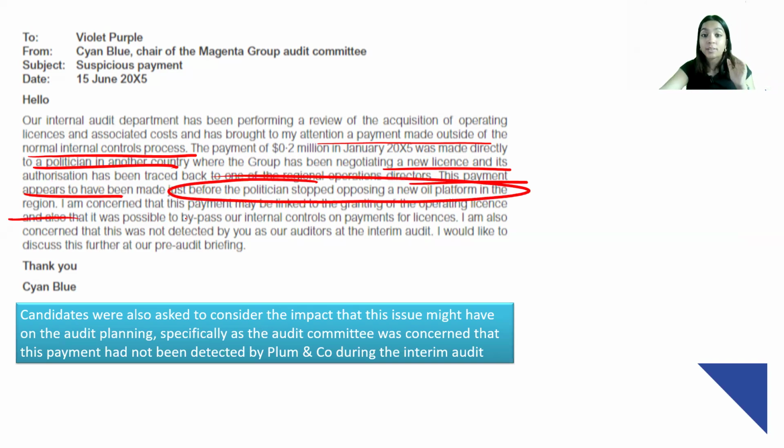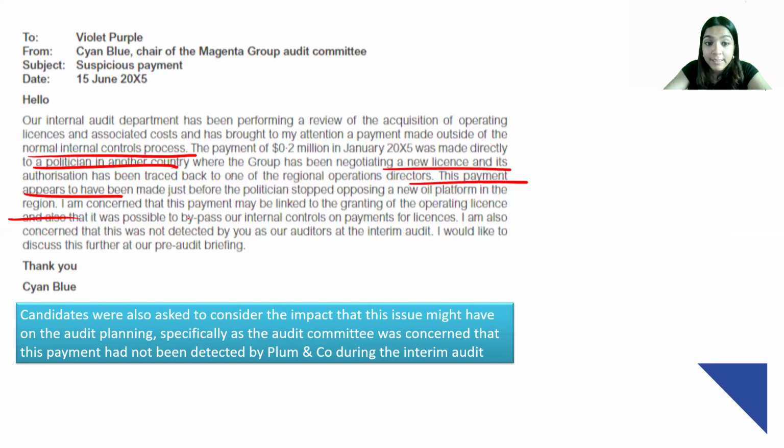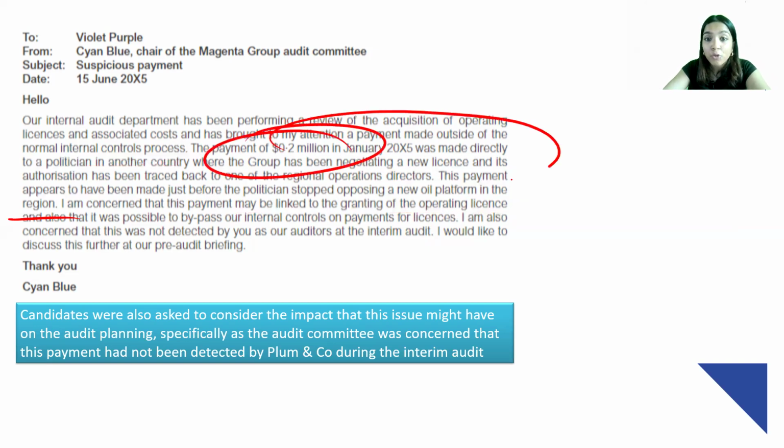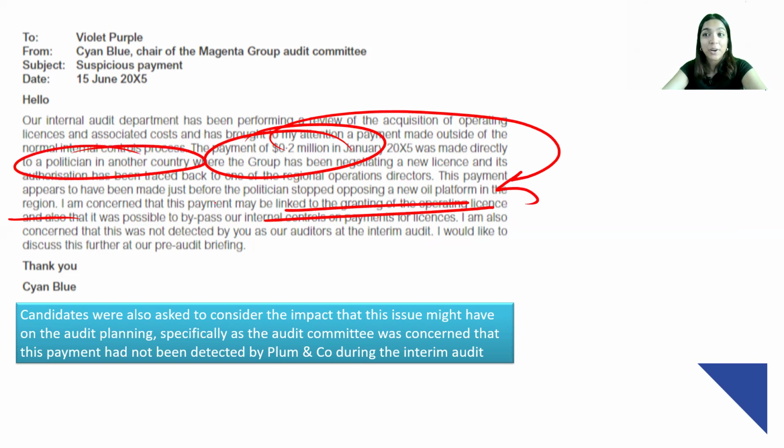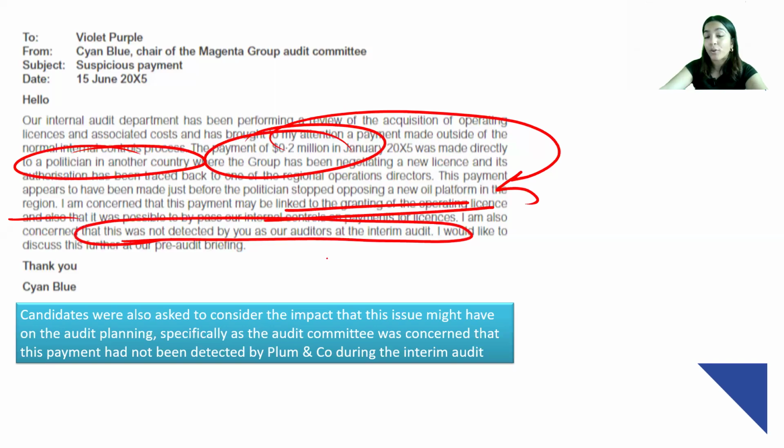So see, this was very, very important. I am concerned that this payment may be linked to the granting of the operating license. So this payment seemed to be linked to the license, but it was made to a politician in another country. So here you have to apply your skepticism. Candidates were also asked to consider the impact that this issue might have on the audit planning, specifically as the audit committee was concerned that this payment had not been detected by Plum or the internal auditors.